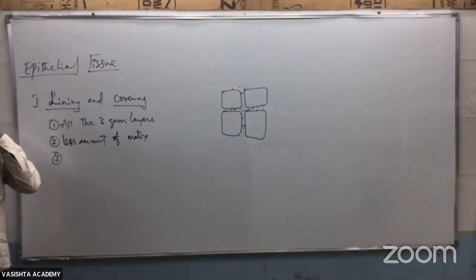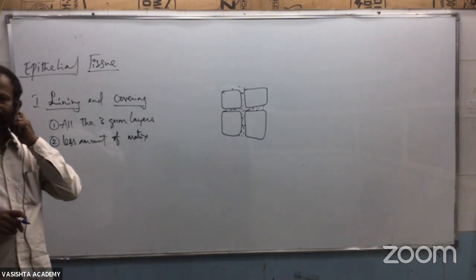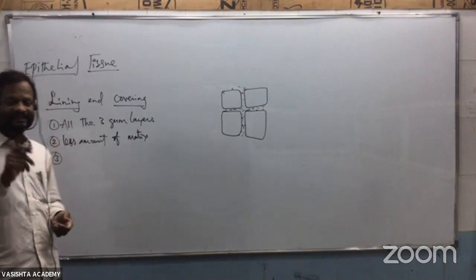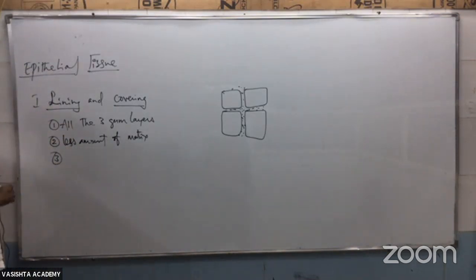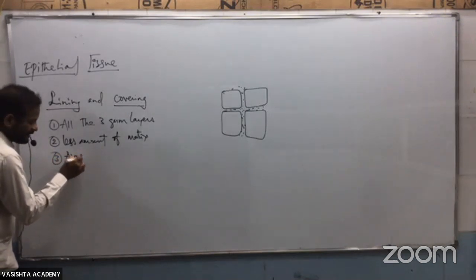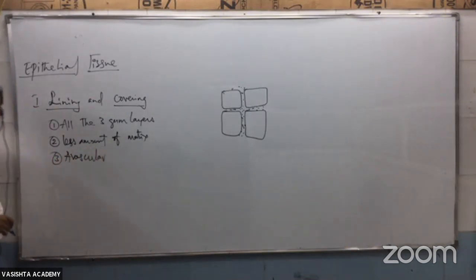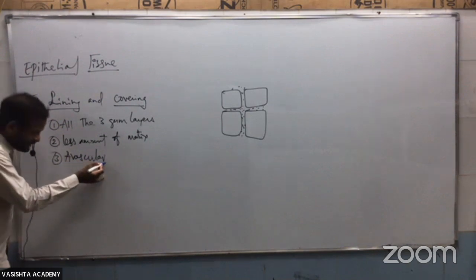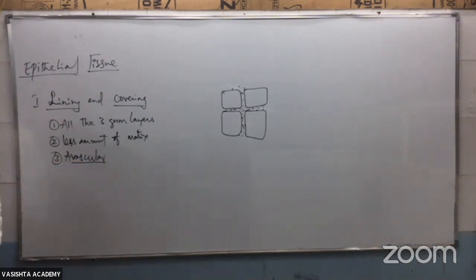Number third, these epithelial tissues are not connected by blood vessels. So these are avascular. Vascular means with blood vessels. Avascular means without blood vessels.